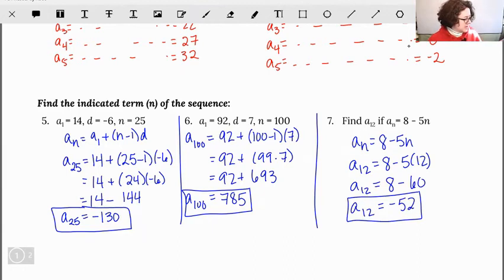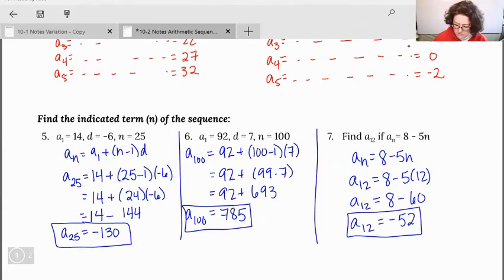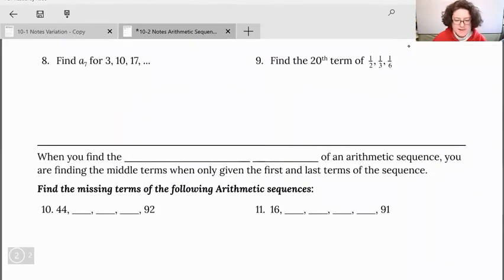Alrighty. So let's do some more with actually solving out for our different pieces. So here we go. Number 8. Find a sub 7 if we know that our sequence starts with 3, 10, 17. So let's think about it from the formula that we were using. So a sub n equals a1 plus n minus 1 times d. What are we missing to be able to fill into that? Well, we know our first term is 3, and then we just need to figure out, well, what's that common difference? And then a sub 7, well, we're looking for the 7th term, so that's going to be our n value.